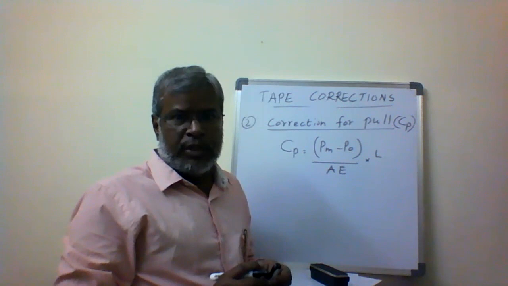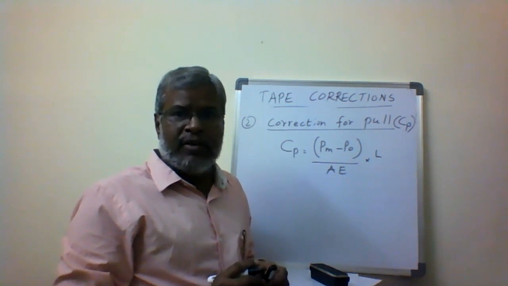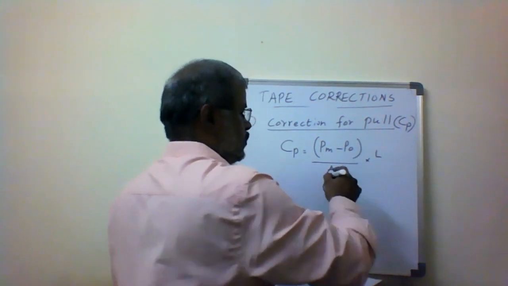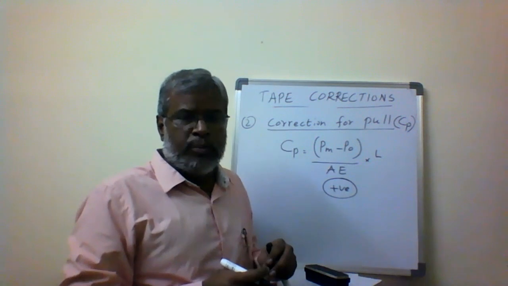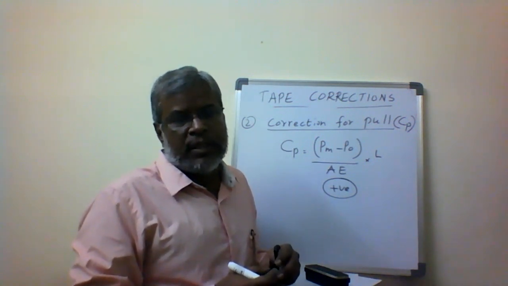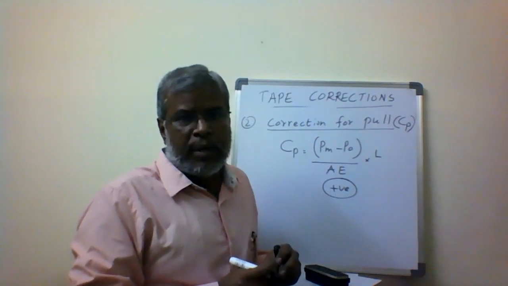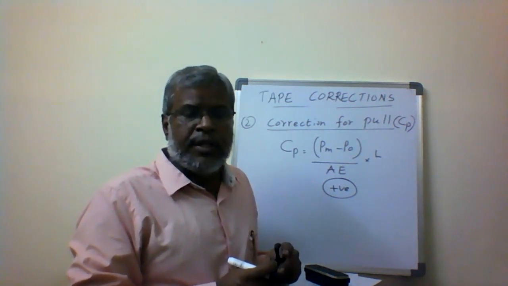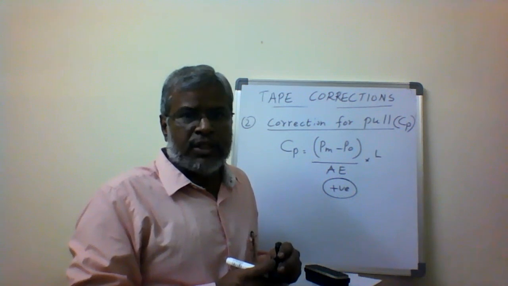Pm is the pull during measurement, P0 equals the standard pull of the tape, A is the cross-sectional area of the tape material, E is Young's modulus of the tape material, L equals the length of the tape. This is also always positive. Pull means the tape is always extended, so it becomes too long. That's why the correction is going to be positive. Similarly, the temperature is always more than the standard temperature of the tape material, so the tape is always extended. That's why temperature correction is also added, a positive correction. Error is negative, correction is positive. Why?